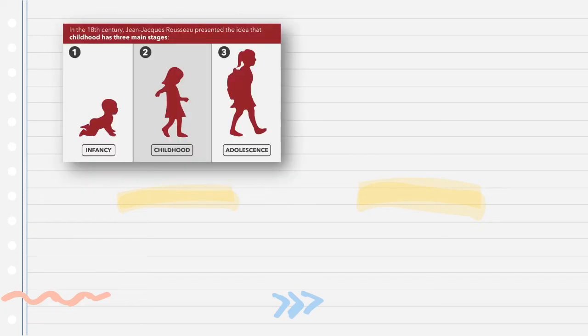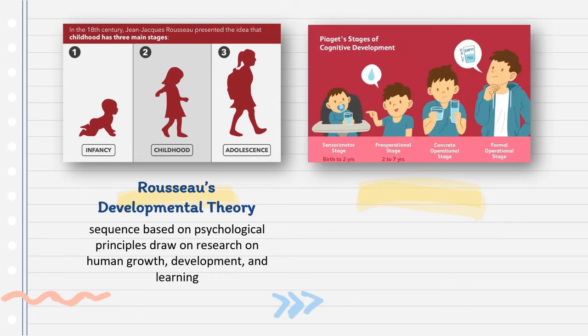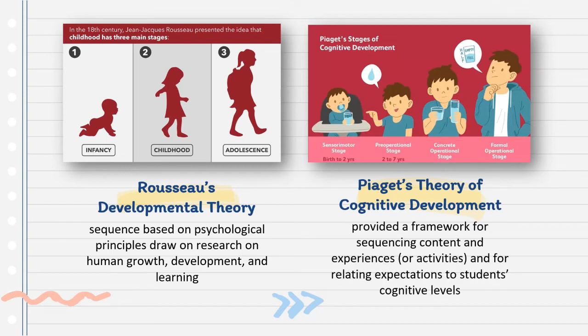Those arguing for sequence based on psychological principles draw on research on human growth and development and learning. Essentially, the third big idea, Rousseau's developmental theory. While Piaget's research provided a framework for sequencing content and experiences or activities and for relating expectations to students' cognitive levels. So most school districts consider students' stages of thinking in formulating curriculum objectives, content, and experiences. Thus, sequencing according to Piaget's theory of cognitive development is mostly seen in curriculums.